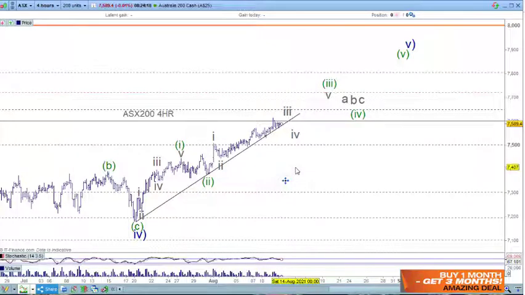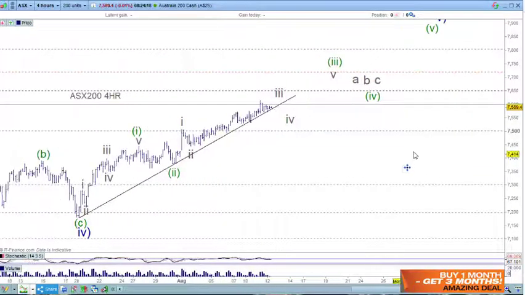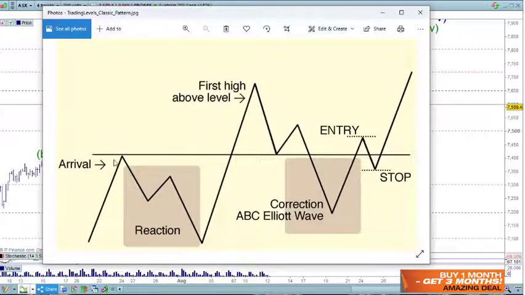Of course, I mentioned yesterday that we were approaching the 76, or we're at the 76, and we will see a reaction from there. So we can expect the classic trading levels pattern to be at that 76. So we've already got the arrival, we're having the reaction here, and now we'll be looking for the first high above the level for this.